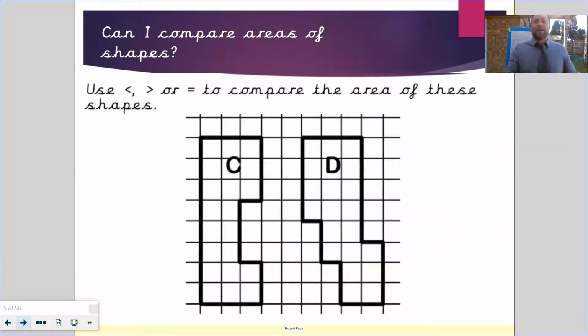Now let's think back way back in September. We were using these kind of symbols here, weren't we? So just to recap, what does that symbol represent? You should be screaming at me at the camera. Yes, you're right. This means less than, okay?